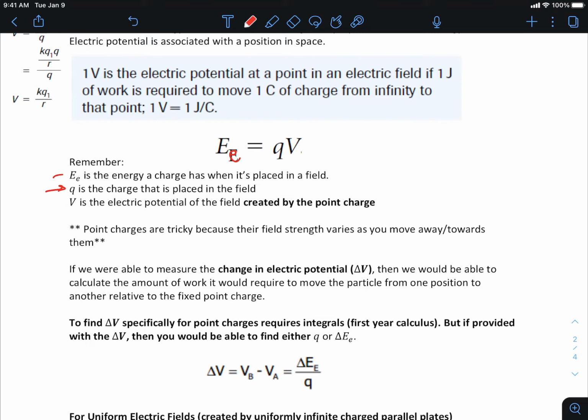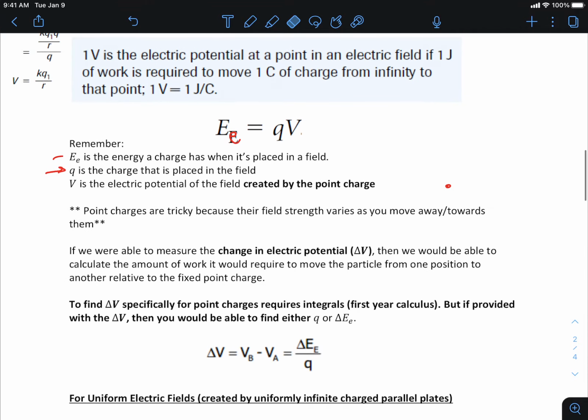Point charges are tricky because their field strength varies as you move away or towards them. So we can only really do these calculations if we fix the point charge relative to the other one, so we know how far away it is. It's very difficult to measure the electric potential if we're changing the radius inward. That's calculus, how something changes with time. So anyway, I'm going to leave some of this.